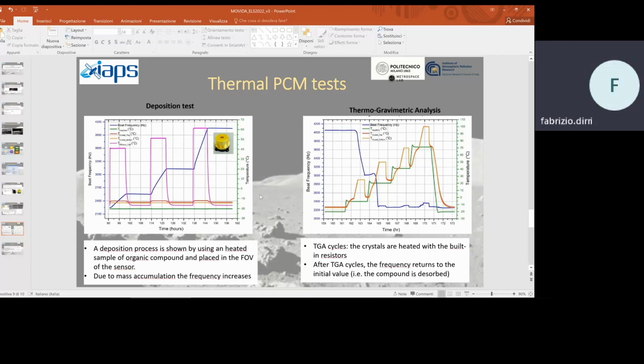Then after the depositions, we used a different thermogravimetric cycle, this thermal cycle here, up to 100 Celsius degrees, to characterize the organic compounds and to perform the desorption from the sensor surface. In this case, we can see that the main desorption of this compound happened in the temperature range from 20 up to 50 Celsius degrees.